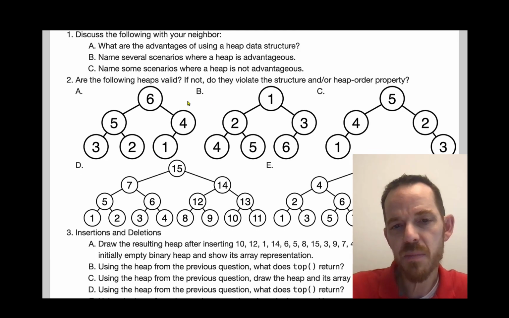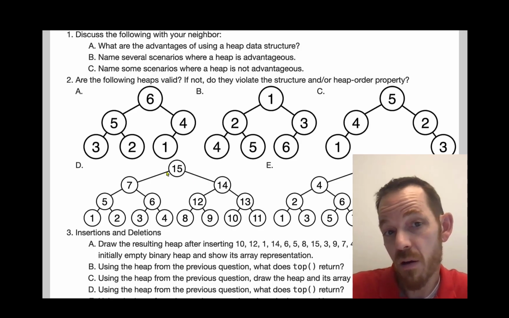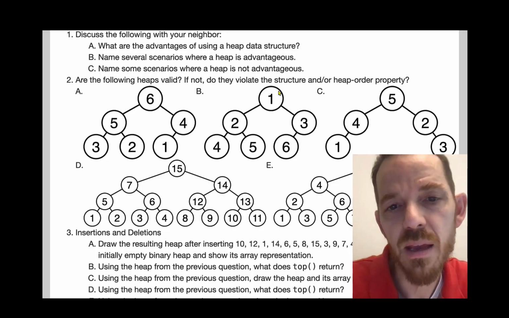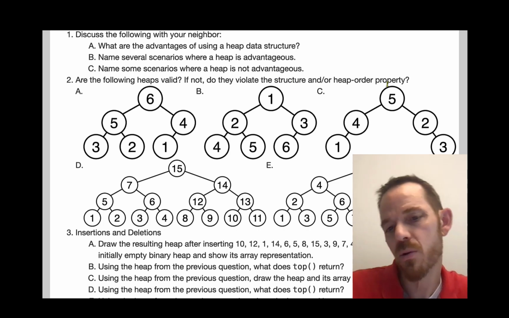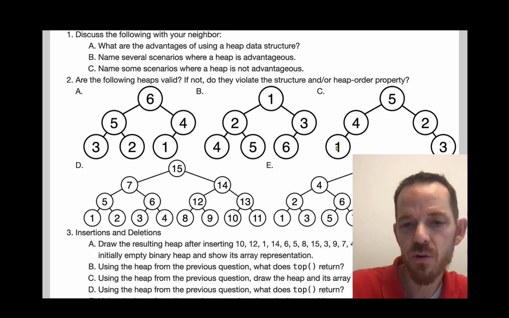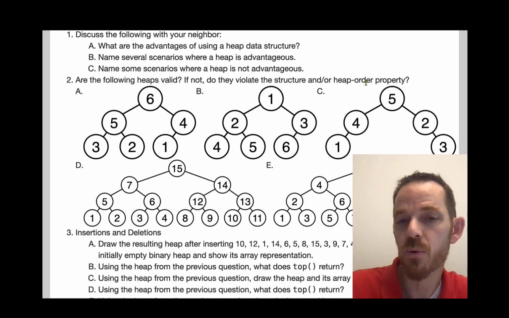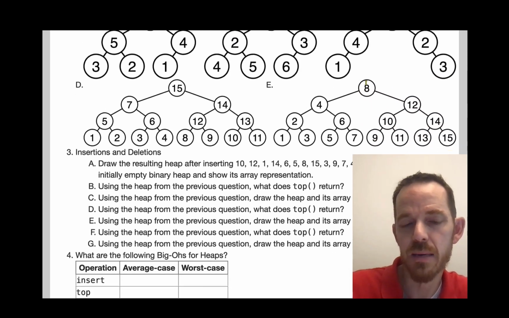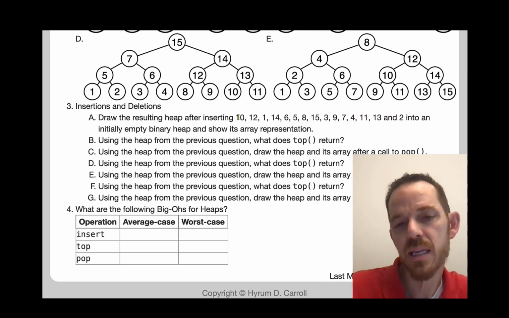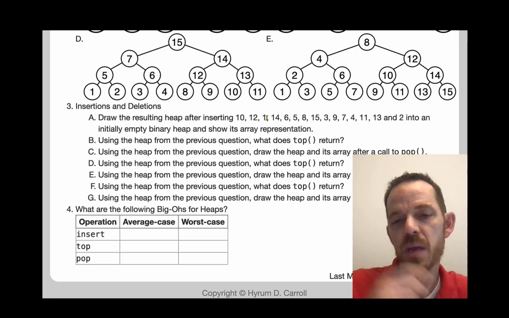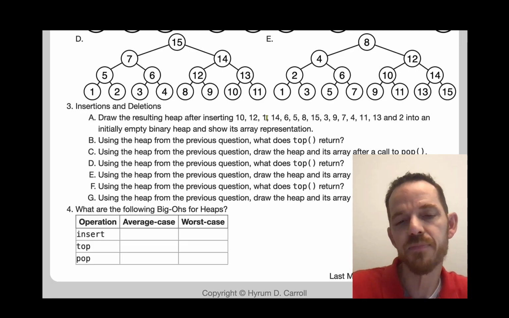I presented some heaps here to help guide you through. Are each of these heaps? Do they match the structure and the heap order property, or do they just match one of them? Go through and make sure we understand the structure and heap order property for heaps. This next one is going to take a little bit of time, to insert 10 and then 12 and a 1. If it was me, I would draw it out. Make sure you've got it, and then be able to answer these questions.